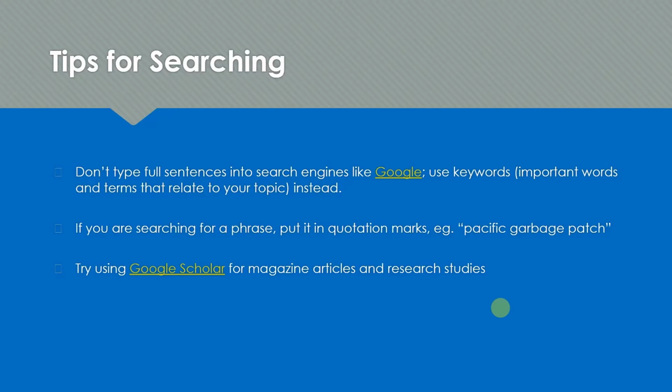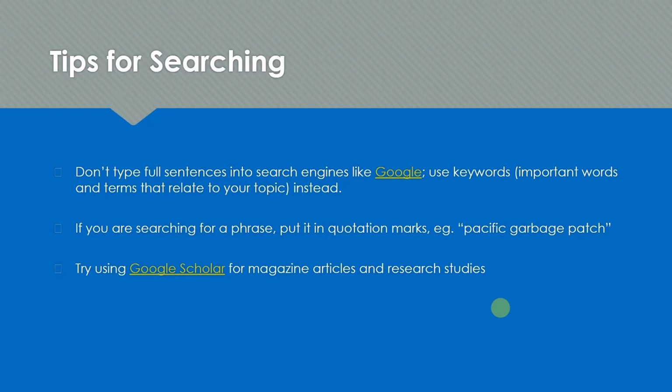Here's some tips for searching. You'll often go to a search engine like Google to find information. First tip is don't type full sentences into search engines. Try to use keywords instead. And a keyword is just an important word or term that relates to your topic.